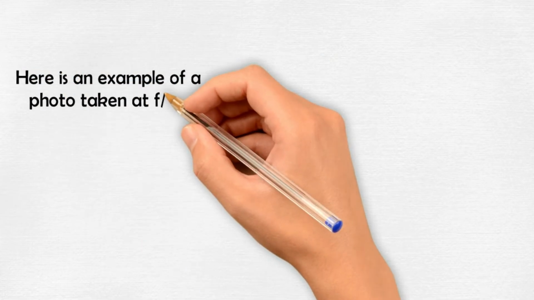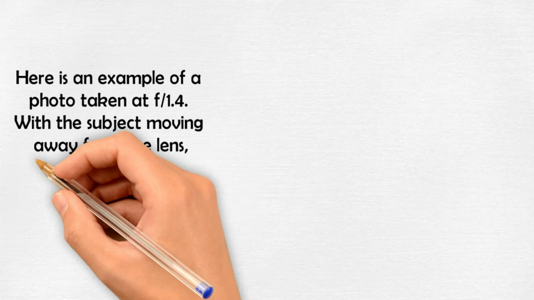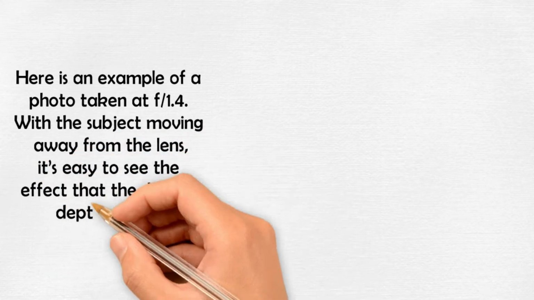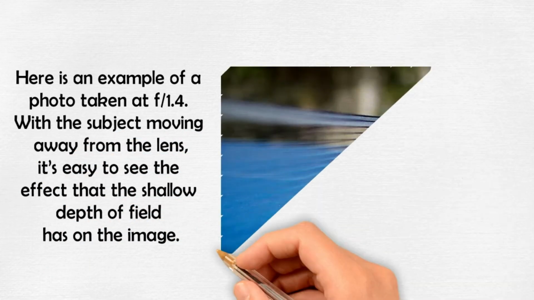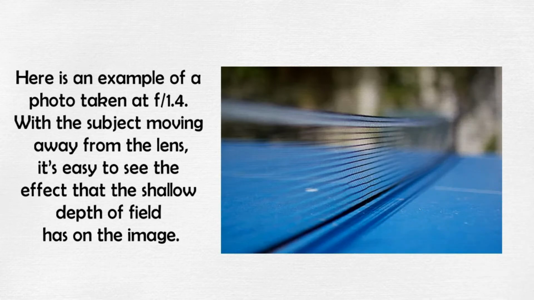An example of a photo taken at f/1.4. With the subject moving away from the lens, it's easy to see the effect that the shallow depth of field has on the image.